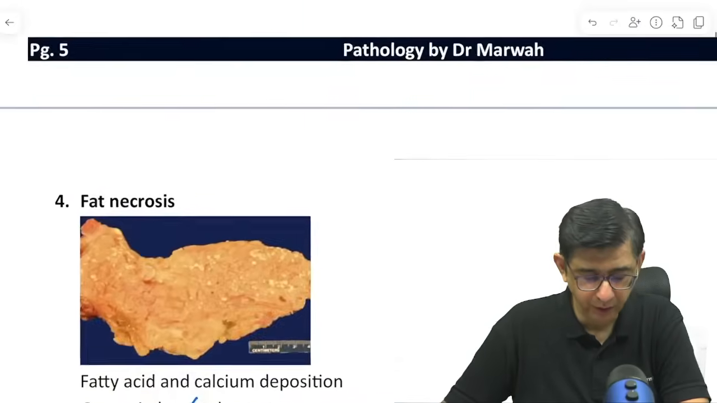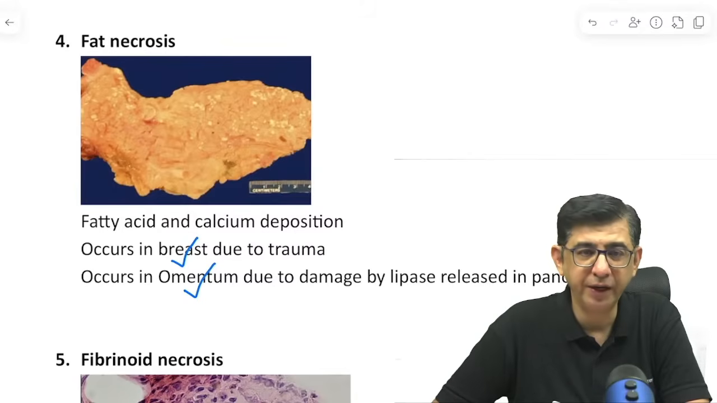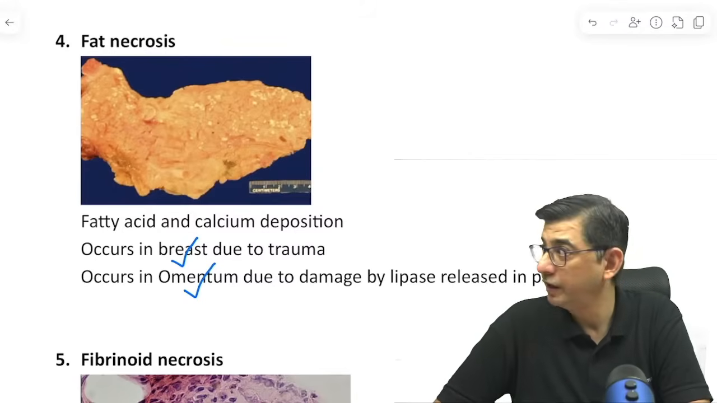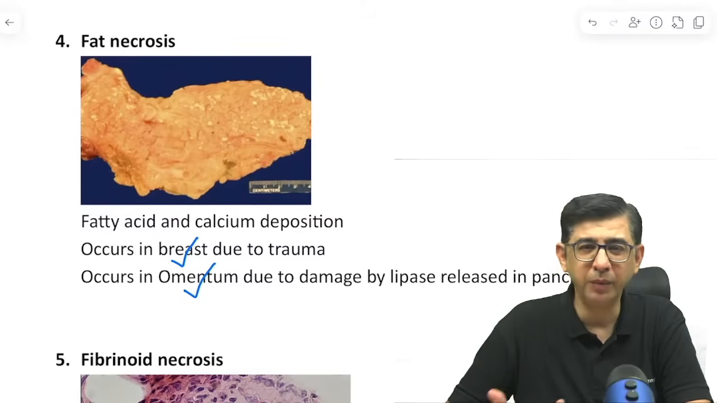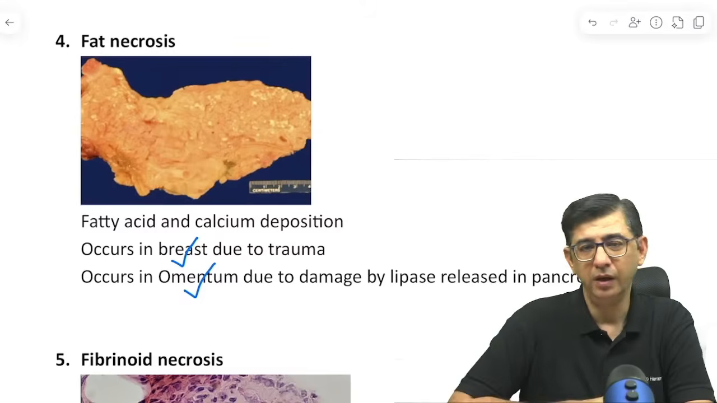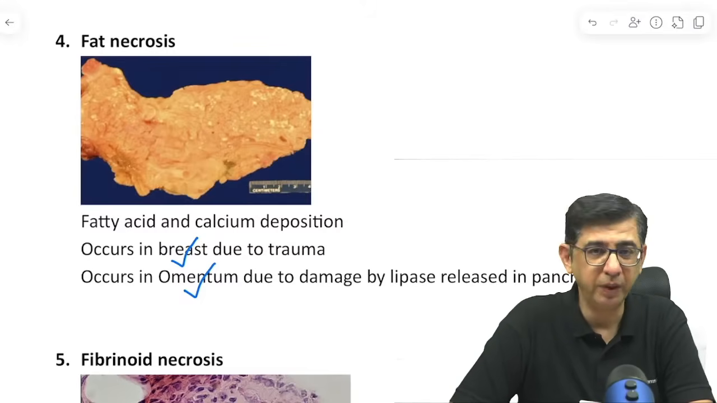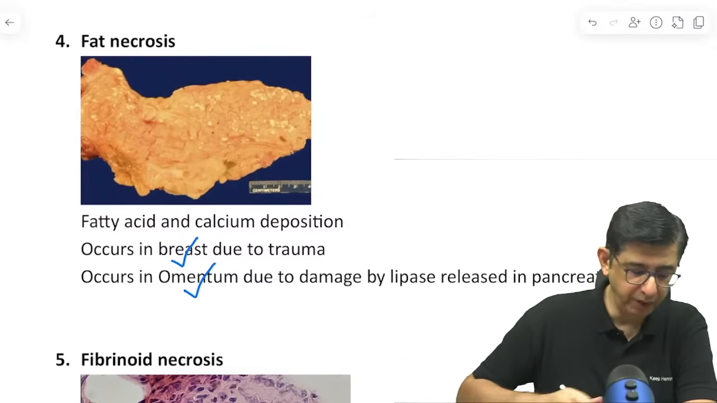Now we'll talk about fat necrosis. Two situations: one is pancreatitis, and second is breast, the trauma component. A child was playing with the mother, and the head of the child hit against the mother's breast. That can result in a solid lump in the breast, but it can be easily differentiated from any kind of tumor. So fatty acid and calcium deposition would be happening.